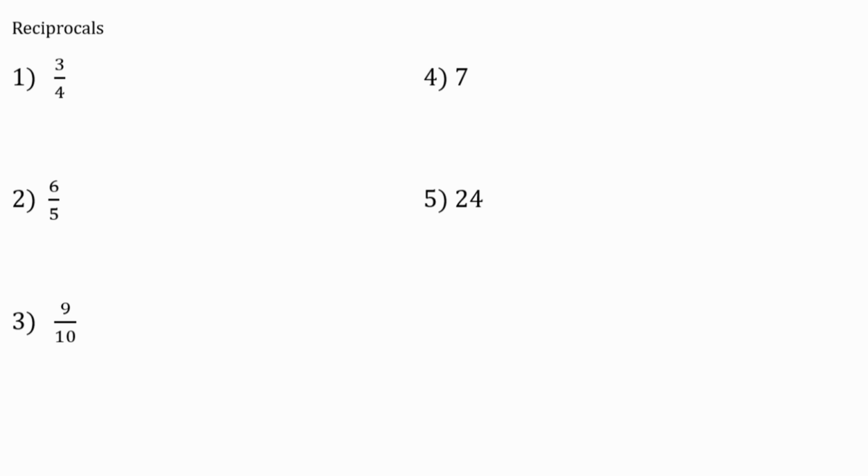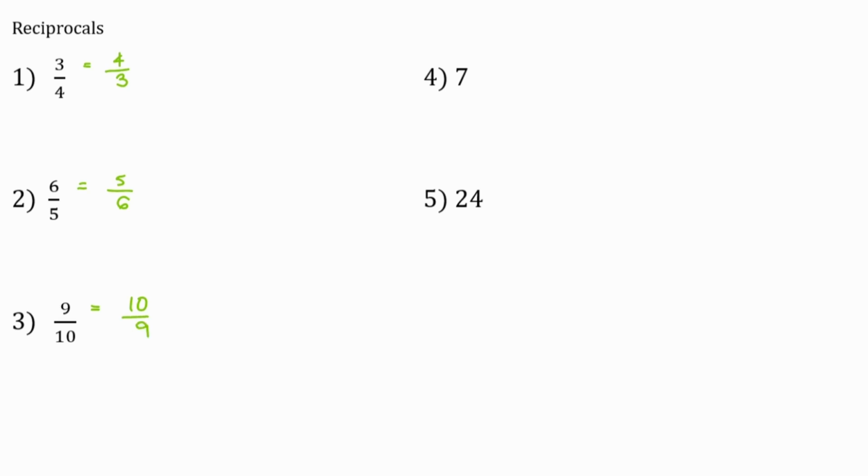our top number. So for example, for number 1, to find the reciprocal of 3/4, our numerator, which is 3, becomes the denominator, and our 4 becomes the numerator. So the reciprocal is 4/3. For number 2, if I want the reciprocal of 6/5, then my 5 becomes my numerator and my 6 becomes my denominator. For number 3, the reciprocal of 9/10 will be 10/9.